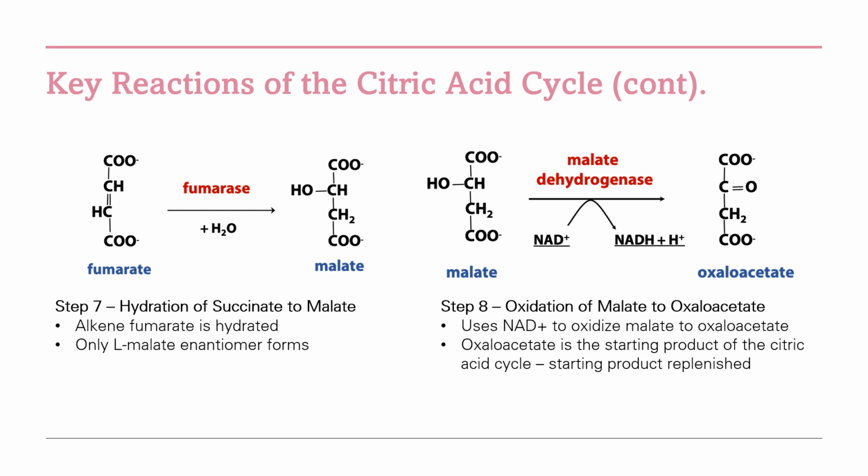Step 7 is actually super simple, and fumarate is simply going to hydrate our alkene substrate fumarate to form malate. Although technically either enantiomer could form from this reaction, only L-malate is going to be formed. In step 8, malate dehydrogenase is going to use NAD+ to oxidize malate to oxaloacetate. This step is important because we have now regenerated our starting product of the citric acid cycle, hence why it is called a cycle. Now the cycle can repeat again.